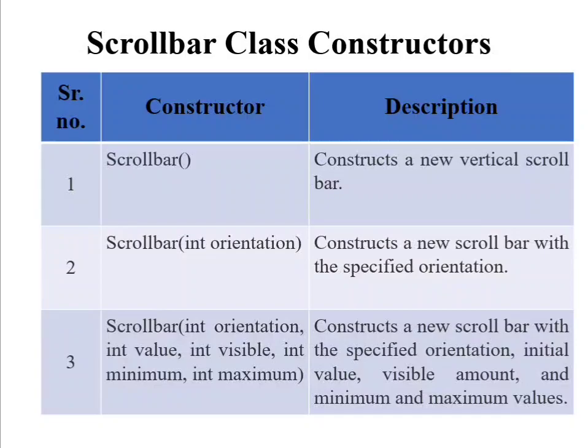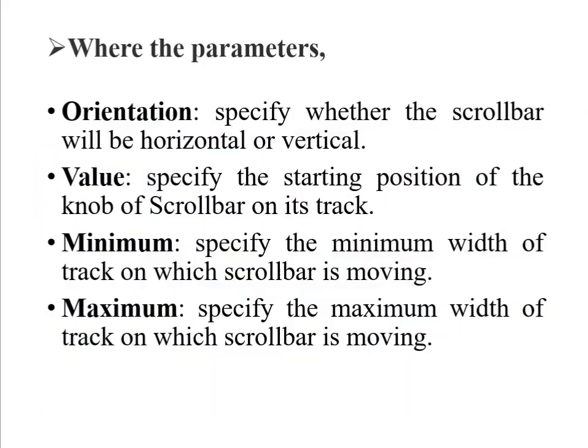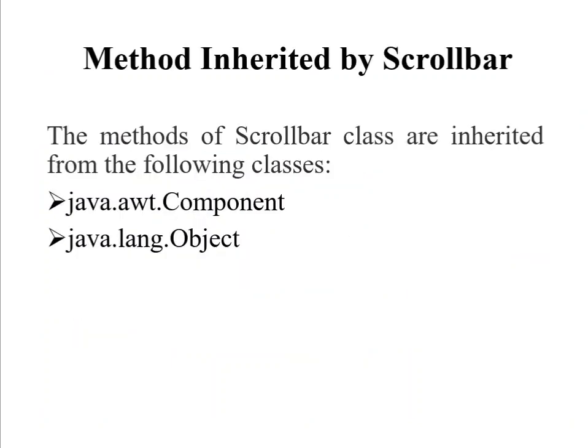Next one is Scrollbar class methods. First one is void addAdjustmentListener, that is it adds the given adjustment listener to receive instances of adjustment event from a scroll bar. Next one is void addNotify, that is it creates the peer of the scroll bar. Next is getBlockIncrement, that is it gets the block increment of the scroll bar. Then next one is getMaximum, that is it gets the maximum value of the scroll bar.